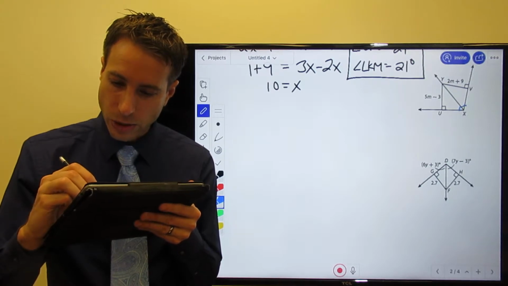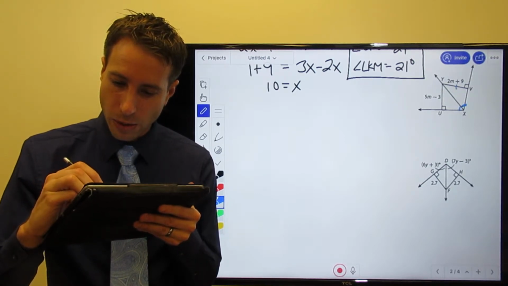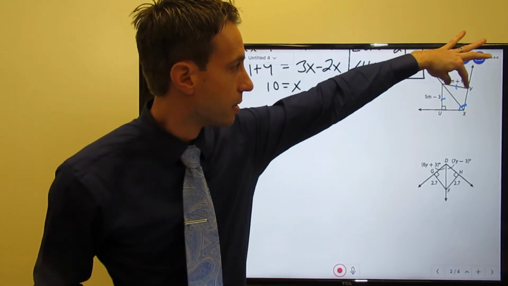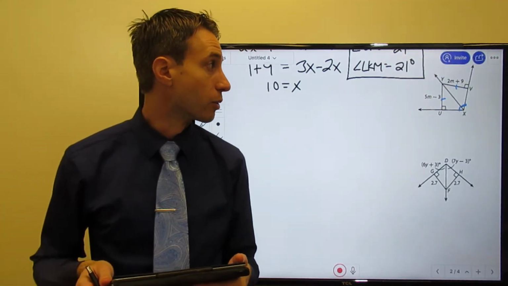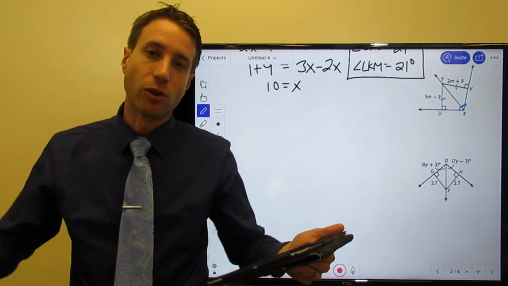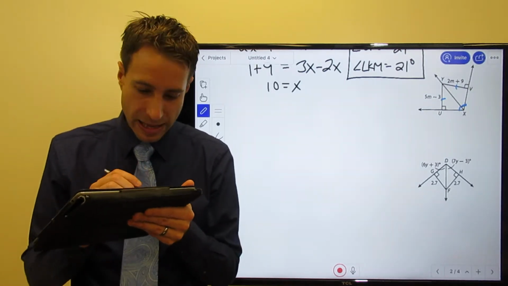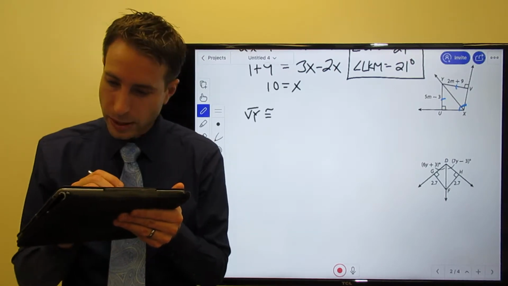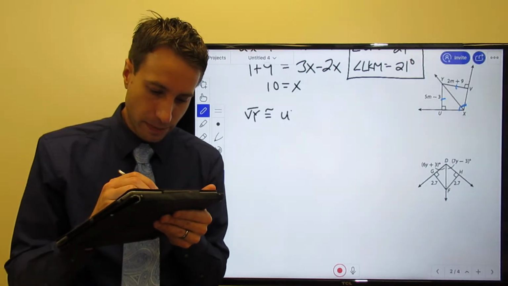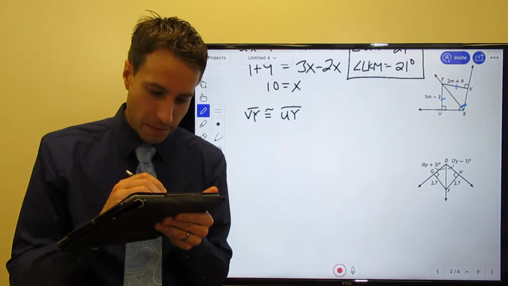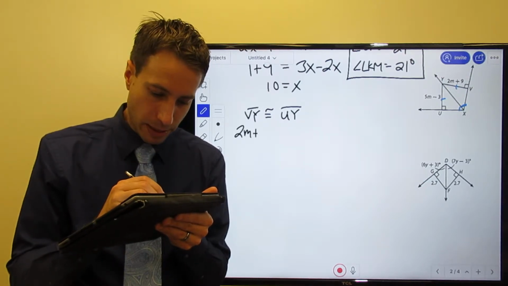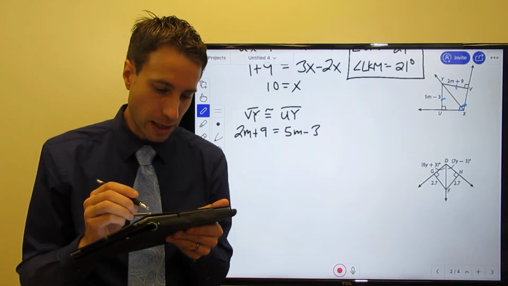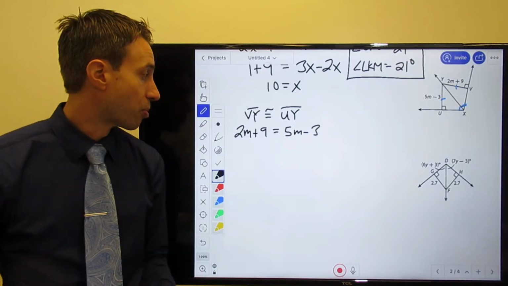If those angles are congruent, then I know, thanks to the theorem, the sides, right? These lengths must be congruent as well. So, if they're congruent, we set them equal to each other. That means that VY is congruent to UY. That means that 2m plus 9 is equal to 5m minus 3. Let's solve an algebra problem.